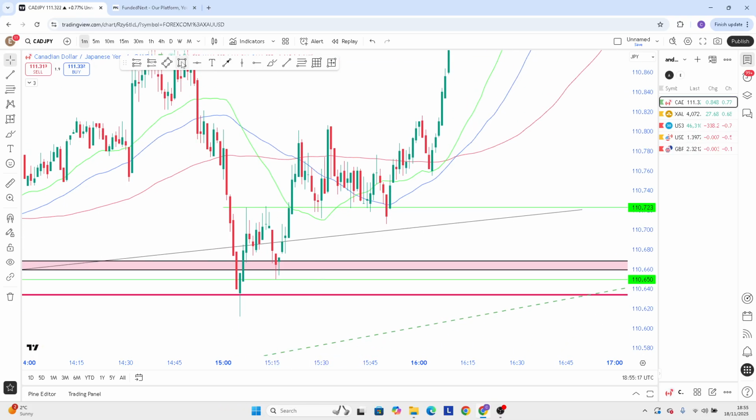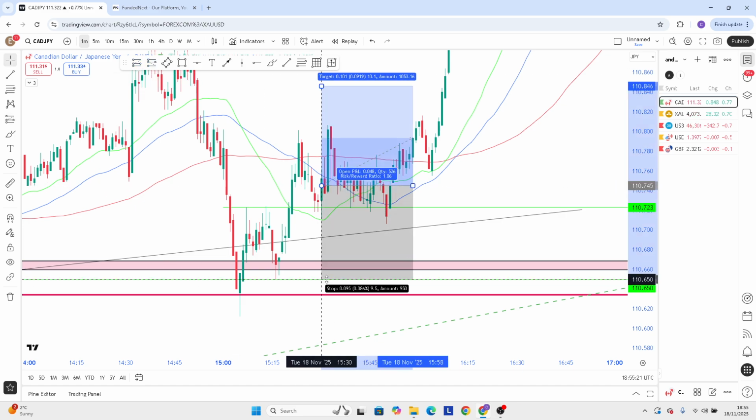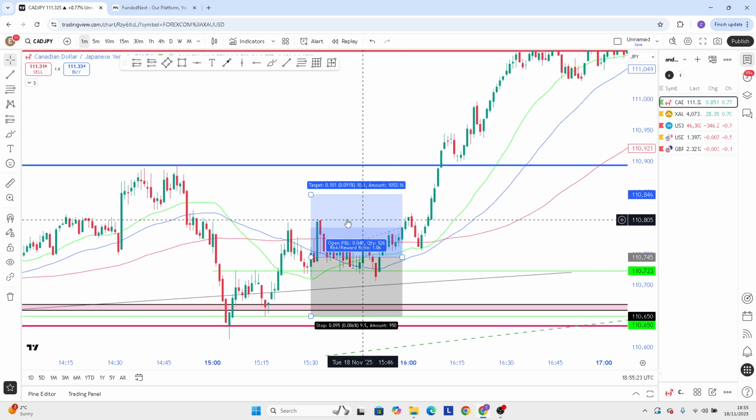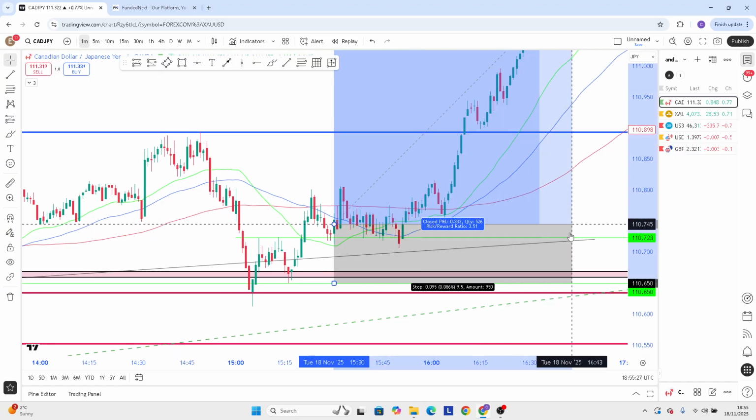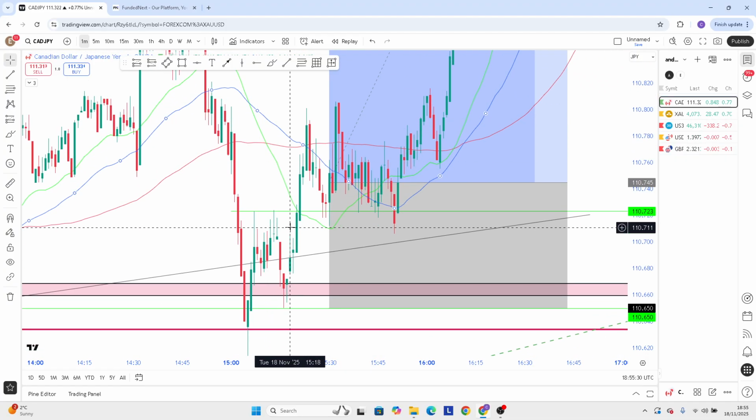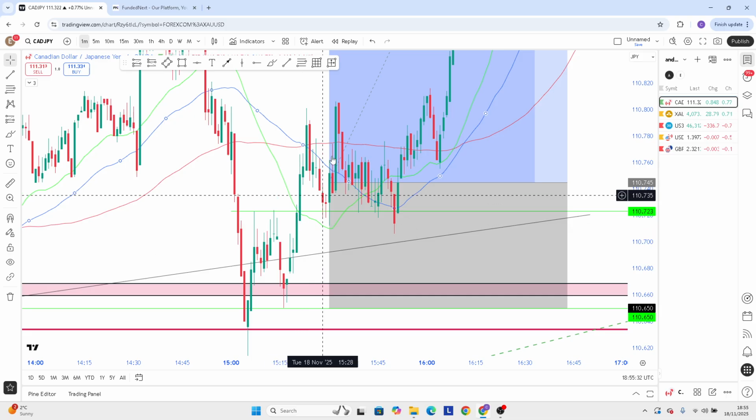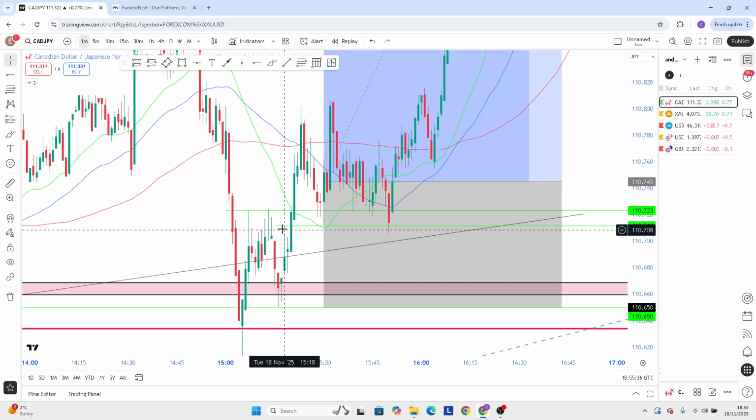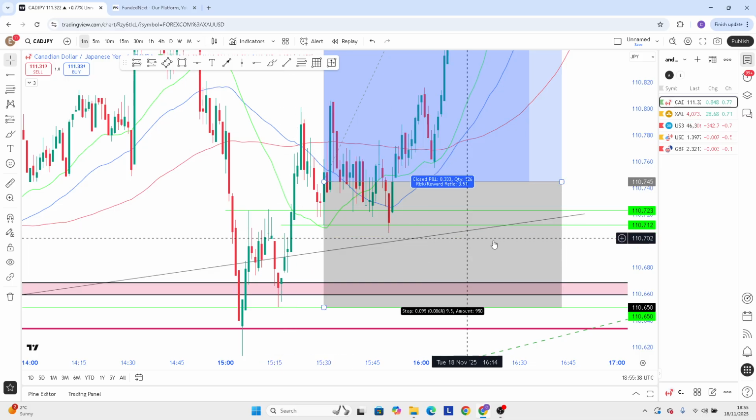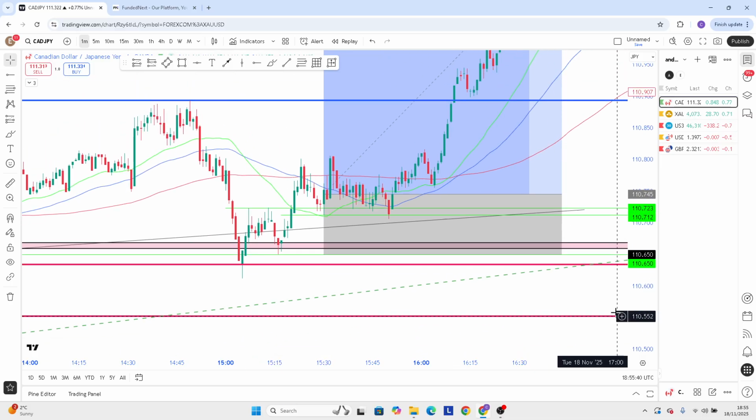Whereas if I just entered and let my stop loss be here, I would have been like, okay, the only thing that can make me leave this trade is if price candle closes below this level. That's enough for me to do it. Did we get that? Absolutely not. No candle close below that level. You get me?